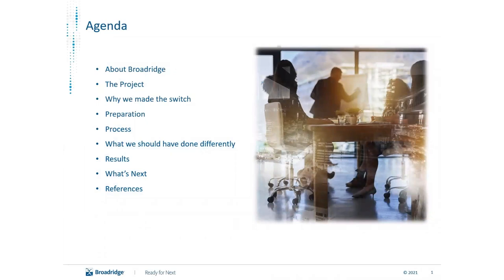So just to give you an idea of what we're going to go through today, I've posted an agenda. I'll start out by telling you a little bit about Broadridge, and then about the project that we completed. We'll go through why we made the switch, how we prepared, and the process we went through moving from on-prem to the cloud. We'll take a look at what we should have done differently, and the results of the project. I'll talk a little bit about what's next, and I'll provide you with some references for some of the material I talked about.